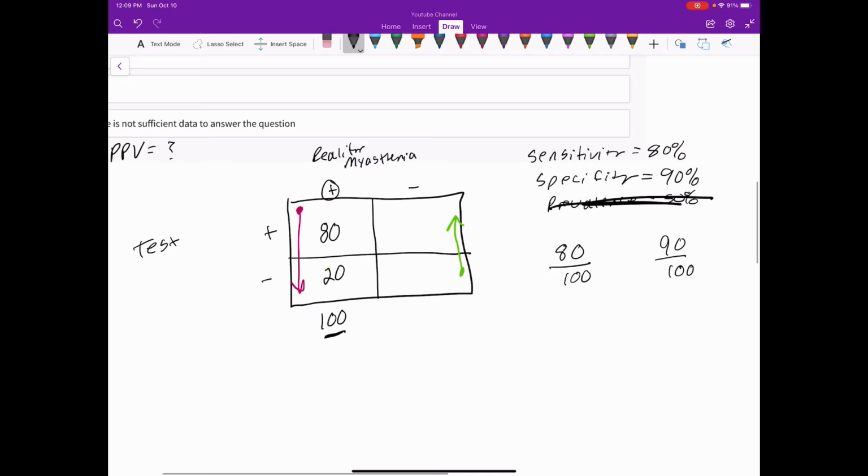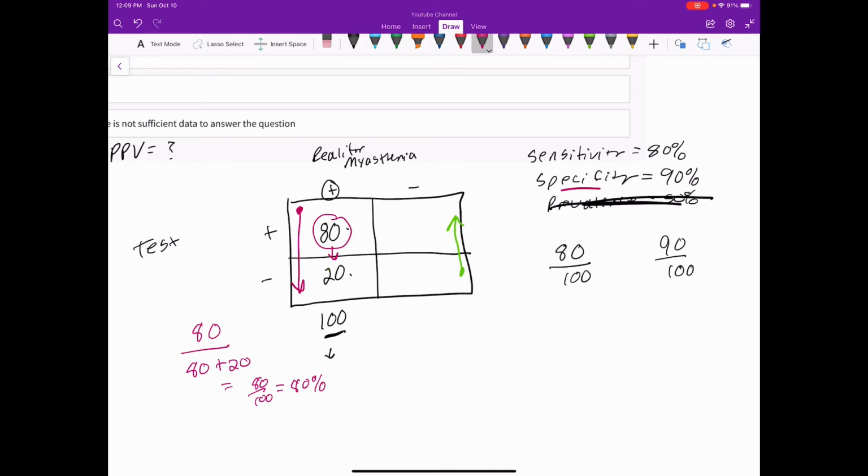Now, how do you do the sensitivity, just to double check? You do this box over this box, right? You just circle it, you go down, and you do 80 over what? 80 plus 20 equals 80 over 100, which equals 80%. So boom, sensitivity, we have it down.